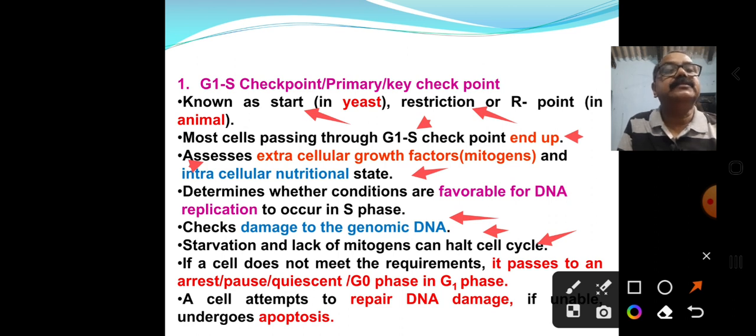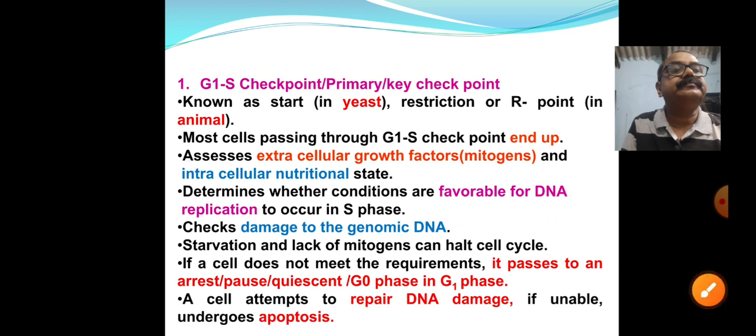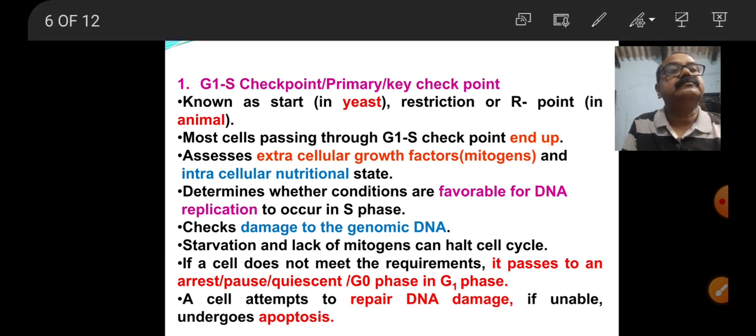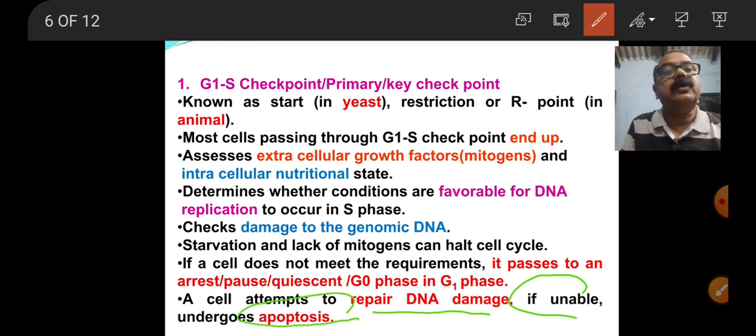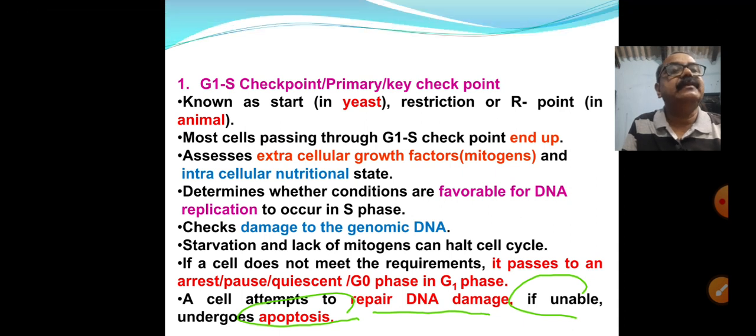If the cell does not meet requirements, it passes to an arrest stage or pause state or quiescent stage or G0 phase in G1 phase. That means the cell does not pass to the next phase of the cell cycle. Generally, a cell attempts to repair the DNA damage. If unable to repair, the cell undergoes apoptosis. That means programmed cell death.